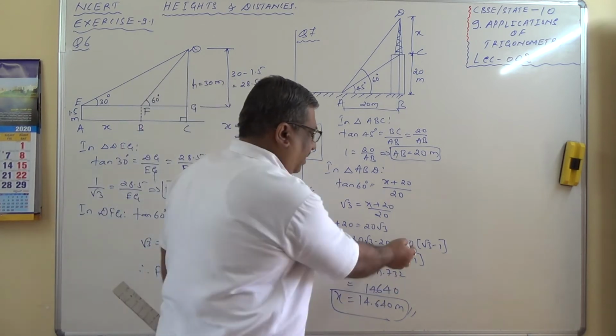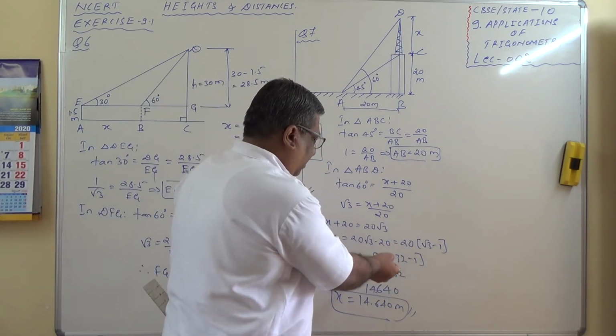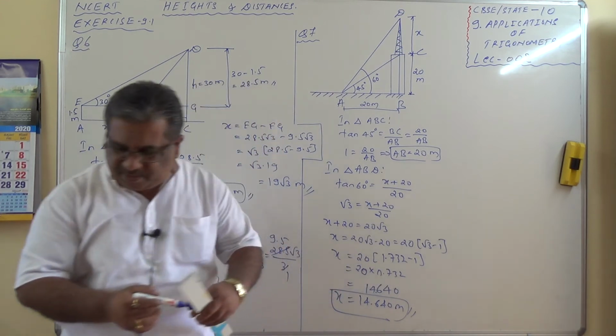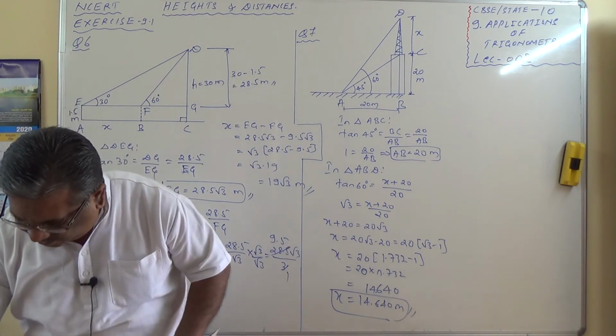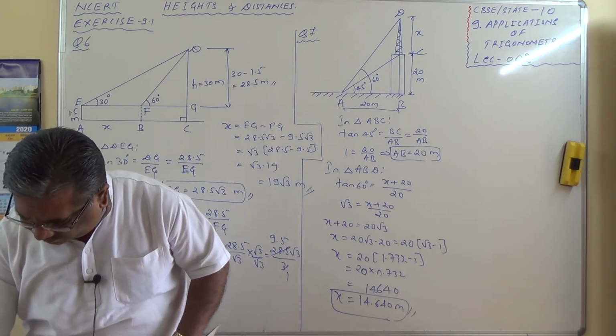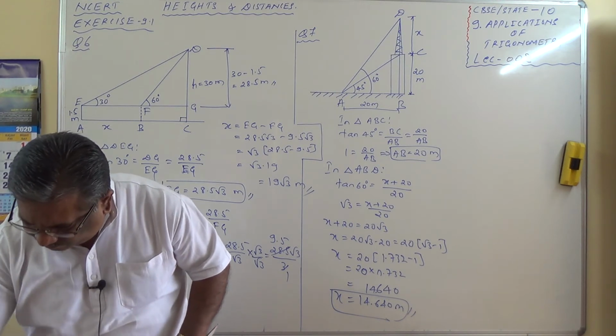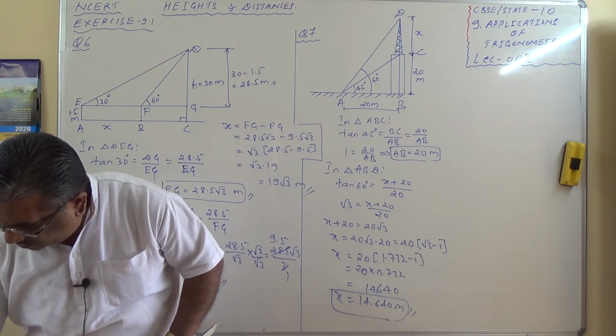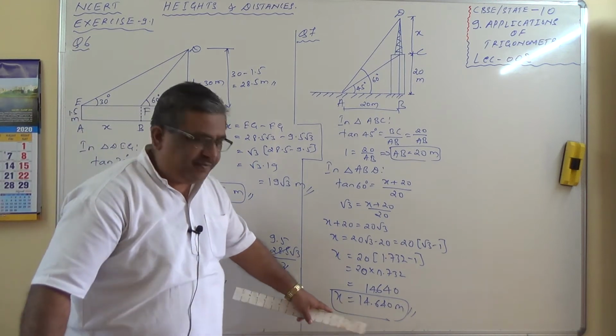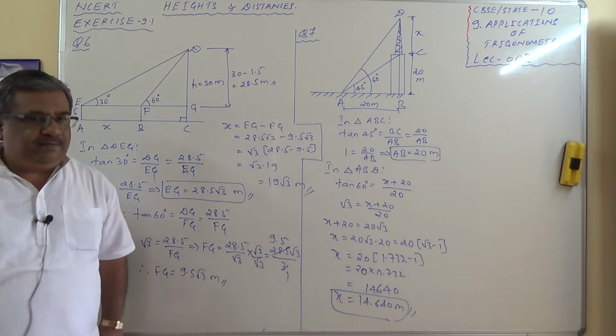You can make it 20 root 3 minus 20 also, but it can be for, let me check the answer here, how much it is given. X is 14.64 meter. Perfect. Note down the problem.